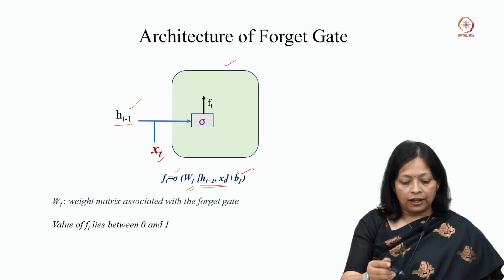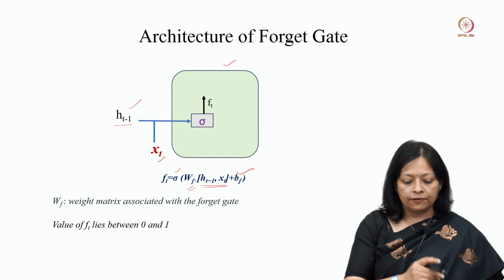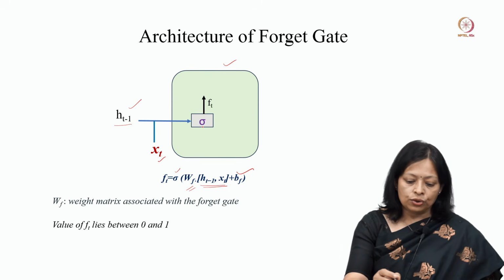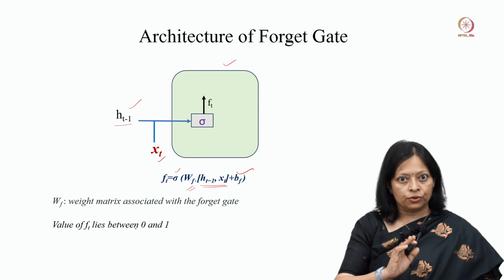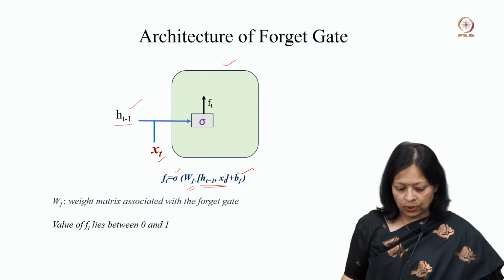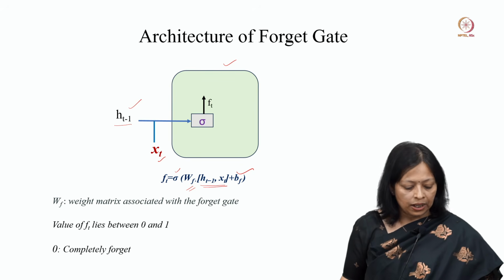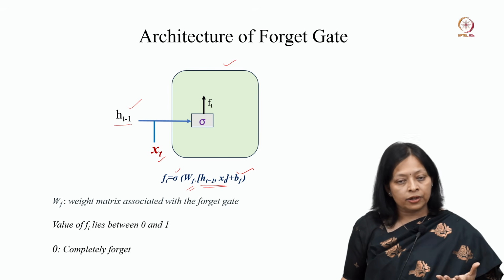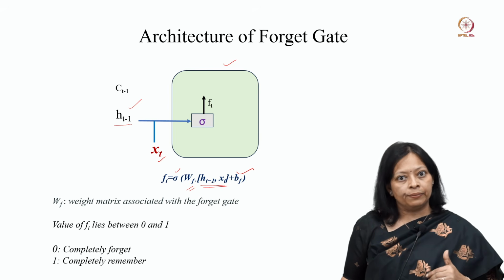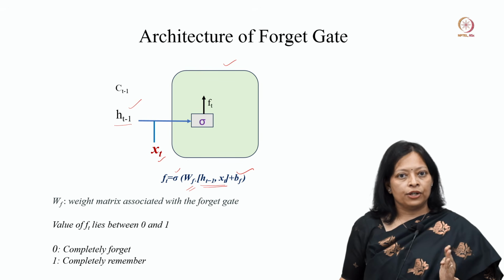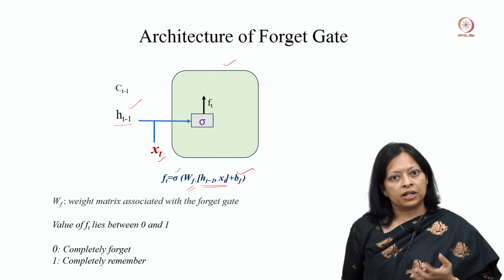As I was saying, the sigmoid activation function's main work is to take the value between 0 and 1. So, Ft lies between 0 and 1. 0 means it is completely forgetting and 1 means it is completely remembering. In between values mean it is partially forgetting and partially remembering.